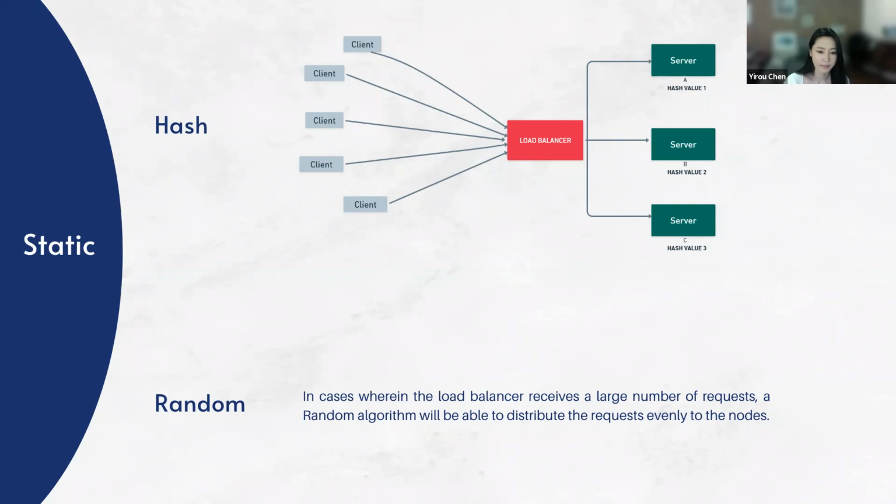As the name implies, this algorithm matches clients and servers randomly, perhaps using an underlying random number generator. So in cases where the load balancer receives a large number of requests, a random algorithm will be able to distribute the requests evenly. The random algorithm is actually very popular and sufficient for clusters consisting of servers with very similar configurations and when receiving a very large number of requests.